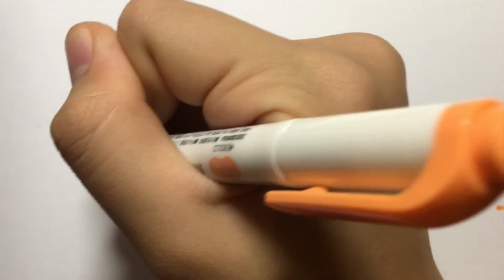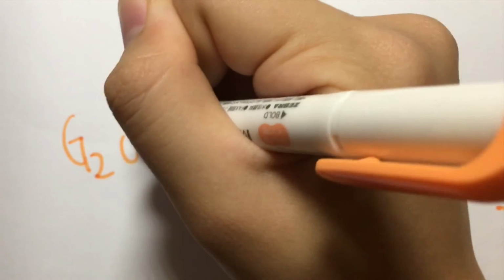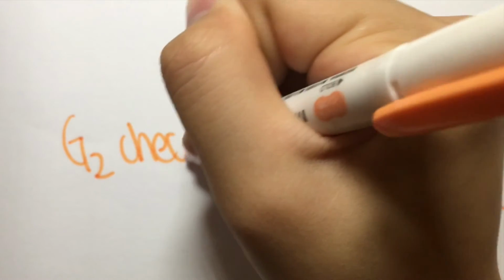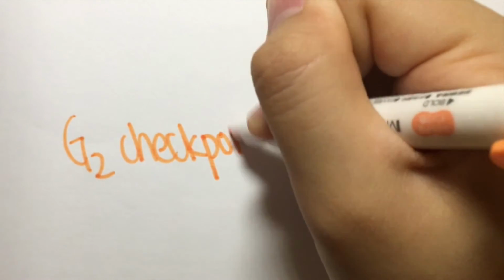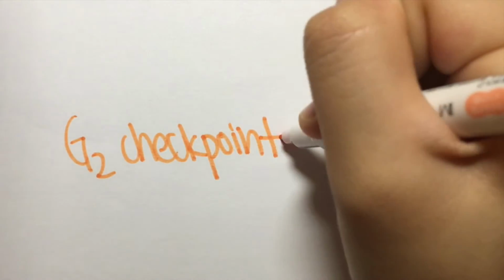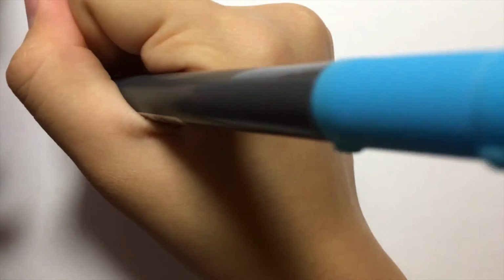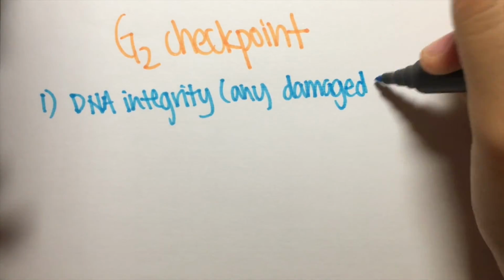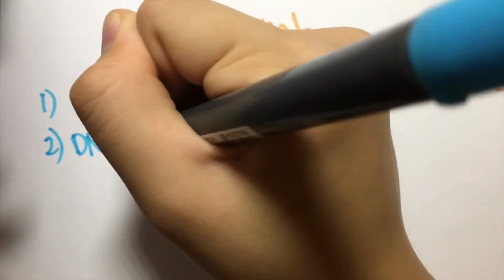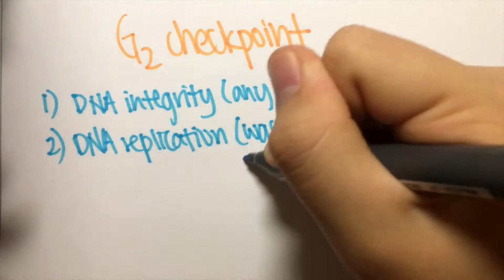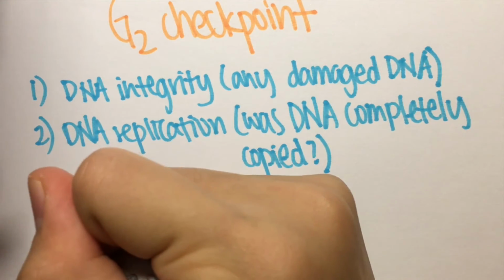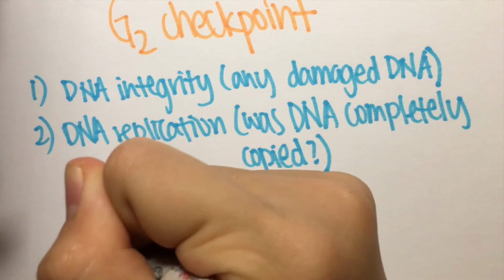Moving on from the G1 checkpoint, the cell has an additional checkpoint before the onset of M phase to make sure that the cell division goes smoothly with no damaged DNA. This is called the G2 checkpoint. At this stage, the cell is mostly concerned with the condition of its DNA. The DNA of the cell will be checked with concerns such as DNA integrity, whether any of the DNA is damaged, and DNA replication, if the DNA was completely copied during the S phase.